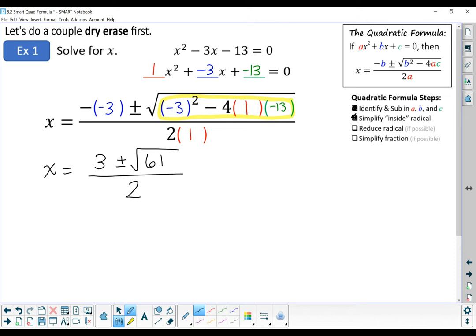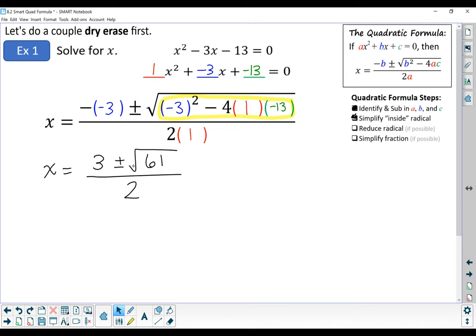Now, sometimes you'll have additional steps to do. For example, you may be able to simplify this radical. But if I type in that radical into my calculator, it says that it is just root 61, so that's already in simplest terms. There are also times where we'll have to simplify the fraction, but in this case, my fraction does not simplify either. So that is our final answer right there.